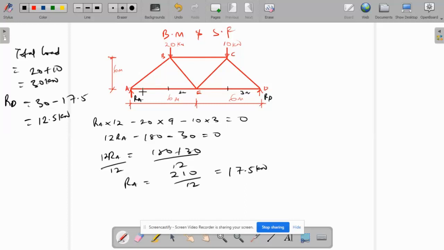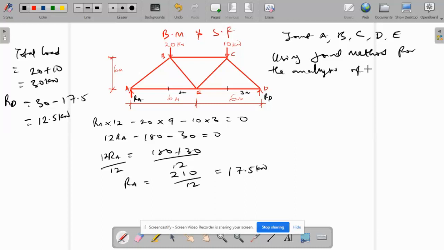Here we consider different joints. We have joint A, we have B, we have C, we have D, and we have E. So we're going to use the joint method for the analysis of trusses.